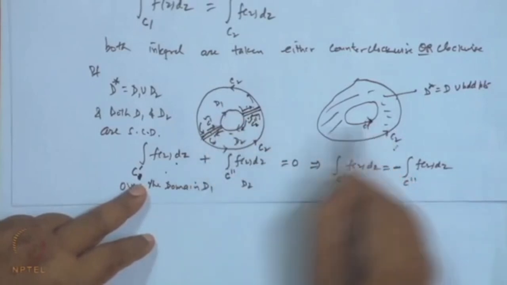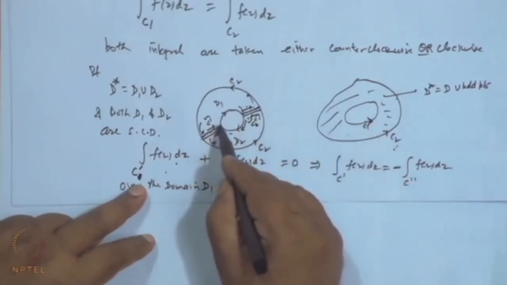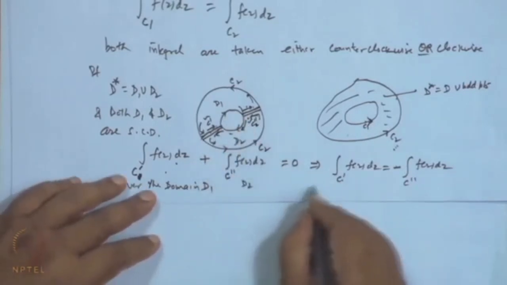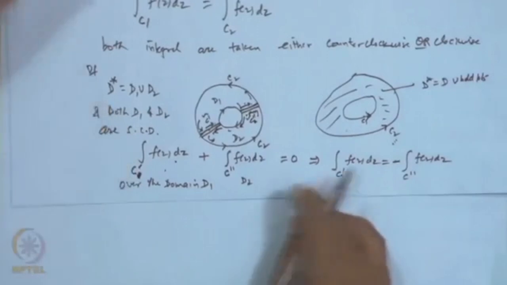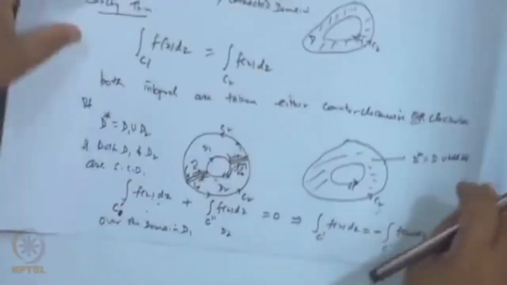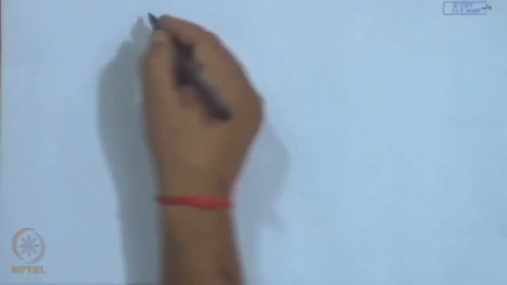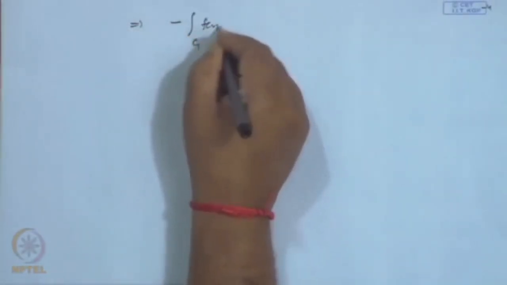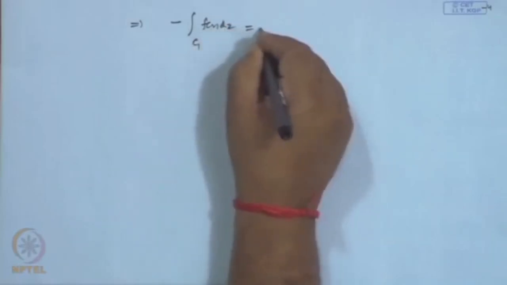C1 is in this direction and it is opposite, this is going opposite of this. So, this becomes the minus of C1. So, this is equal to minus of the integral along C1 of f(z) dz.